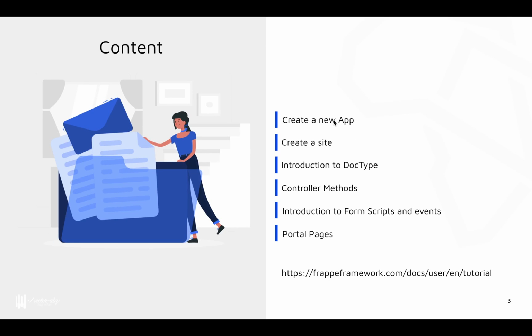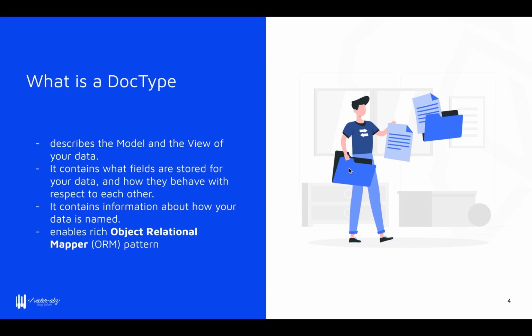So we've created a new app, we've created a new site, and we're going to create a DocType. So what is a DocType? A DocType is a core building block of any application based on Frappe. It describes the model and the view of your data.